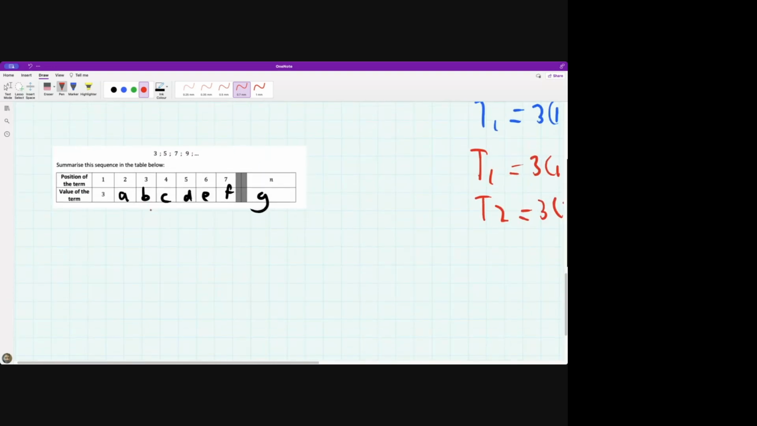Okay, let's have a look at this one. Well, A is going to have to be 5 because really the second term is 5. Then this is going to be 7. And then this is going to be 9. Then D, what is D going to be? Maybe I should just write this in as I go. 5, 7, 9, 11, 13, 15. The only one that's tricky is G. What's G going to be?